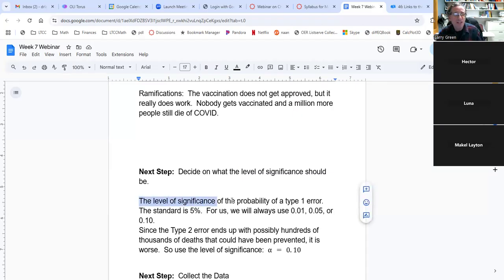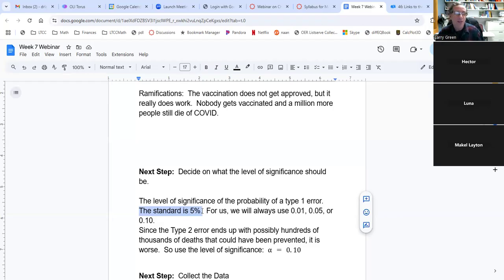By the way, level of significance is the probability of a type 1 error. The standard level of significance is 5%, just like the standard confidence level was 95%. Confidence level, remember, was like the chance of being right, or if you do it many times, then 95% of the time you'll get it right. Similarly, the level of significance has to do with the probability of a type 1 error.